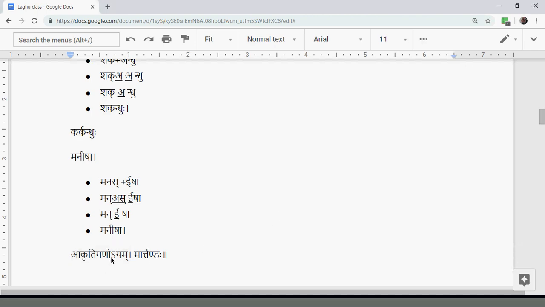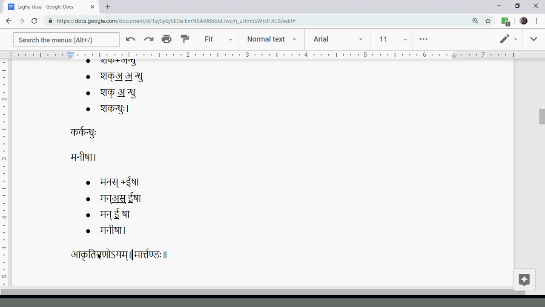I'm sorry. So, Akruti Ganaha Ayam. Akruti Ganaha is what? So, an explanation is given. Bhaimikara gives an explanation. Akruti is whatever is the form.